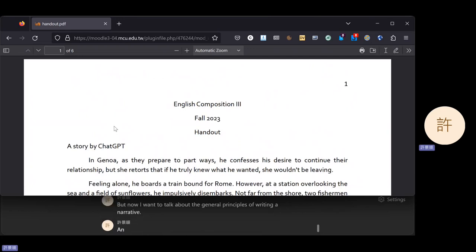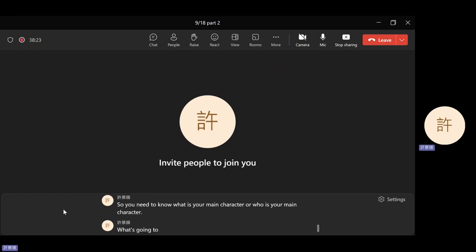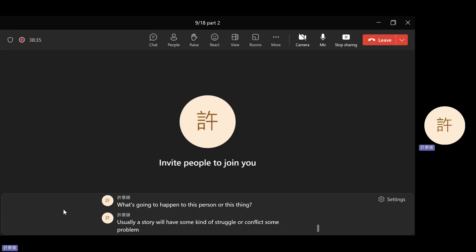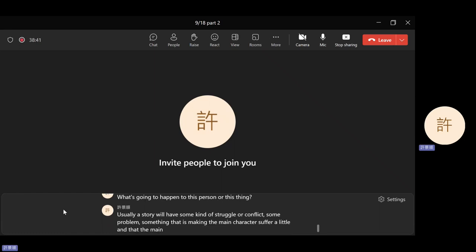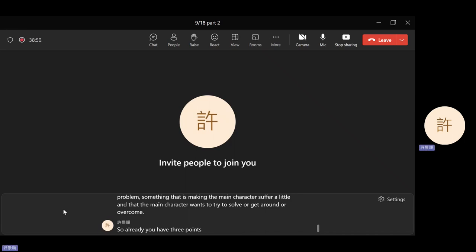A narrative is a story. So you need to know who your main character is. What's going to happen to this person or this thing? Usually a story will have some kind of struggle or conflict, some problem that makes the main character suffer a little, and that the main character wants to solve or get around or overcome. So already you have three points: a beginning, a problem, and a solution.